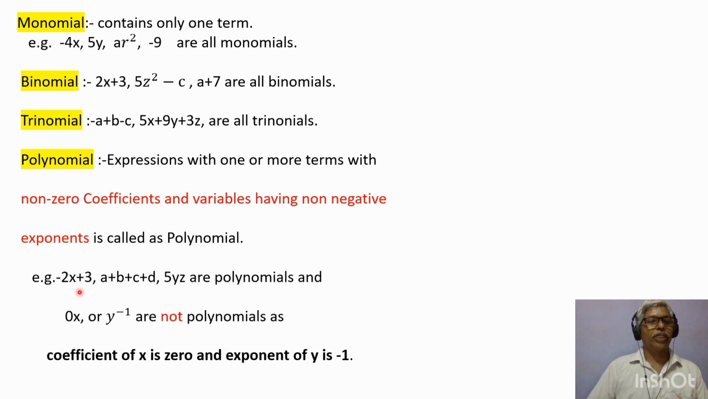The examples are 2x plus 3, a plus b plus c plus d, pi x or pi yz are polynomials, and 0x or y raised to minus 1 are not polynomials, as the coefficient of x is 0, we should have a non-zero coefficient, and the exponent of y is minus 1, it should be non-negative. This is called the exponent, this is non-negative. So these two are not polynomials, and these are polynomials. Okay, so we'll move ahead.